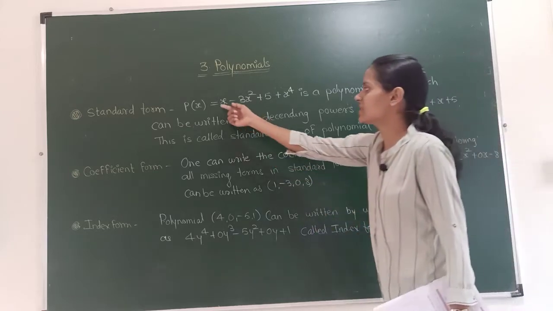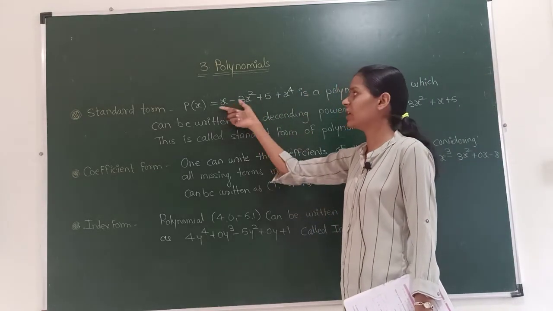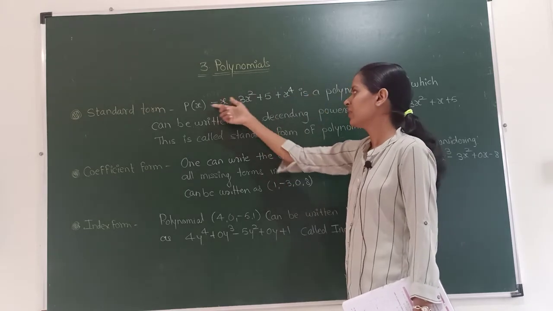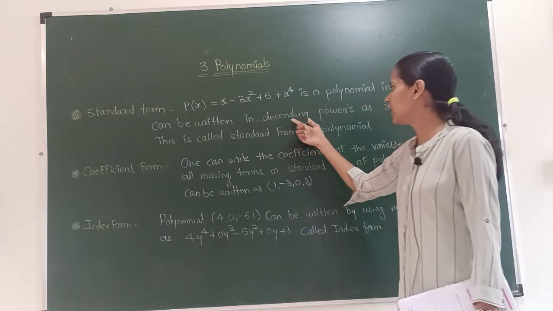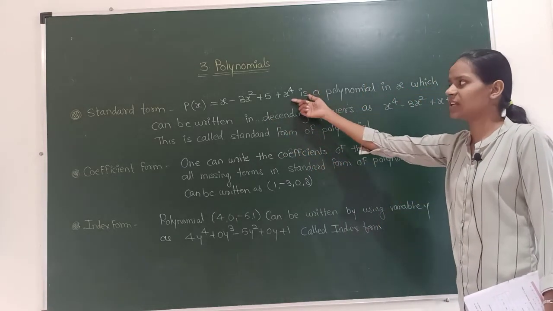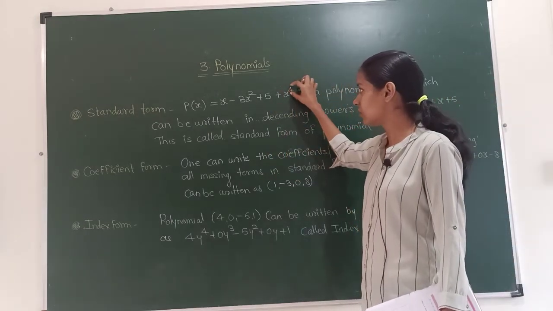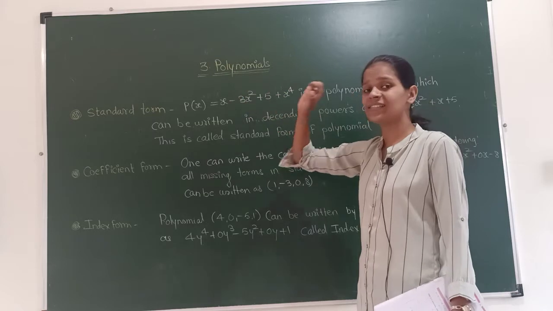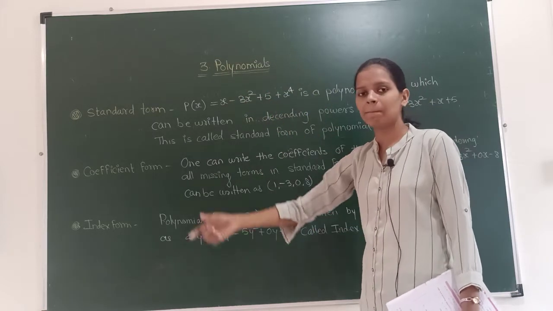Okay, yes, this is a polynomial in x because x is the only variable over here in the polynomial. Therefore, this is the polynomial in x, which can be written in descending powers. We have to write it in the descending powers. Keep in mind, the powers 4, 2, 1, these are the powers. We have to write it by descending powers.